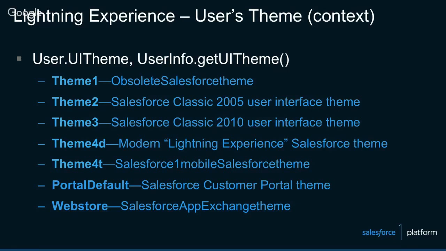And the other thing that's interesting about this is I got to see a list of all the different themes that Salesforce has. So it's like the obsolete Salesforce theme is Theme1. Interesting. The Salesforce App Exchange theme is another theme. I guess you have the ability to have some code running that you've written and detect that theme. So this is the recommended way to go from here on out to detect it.